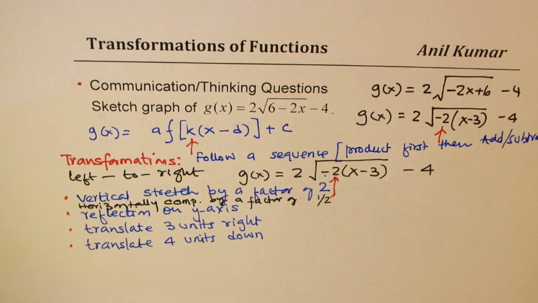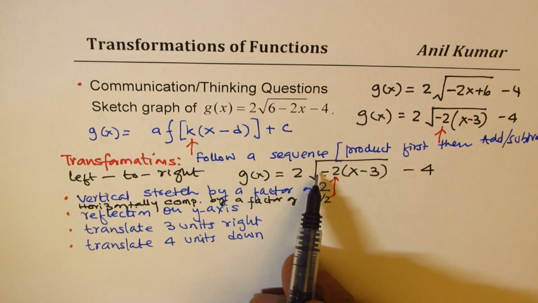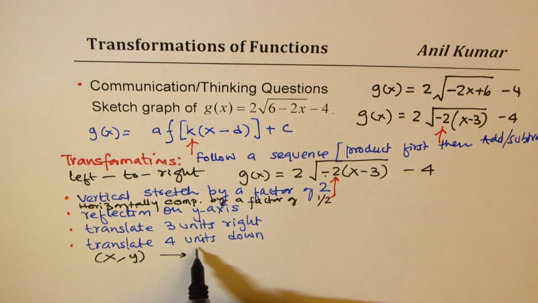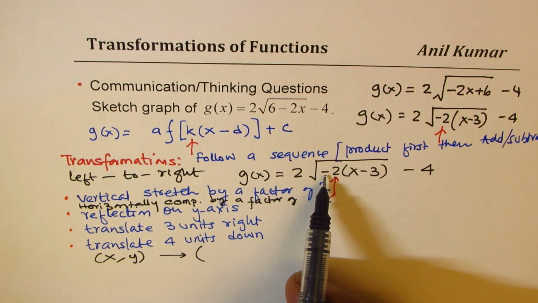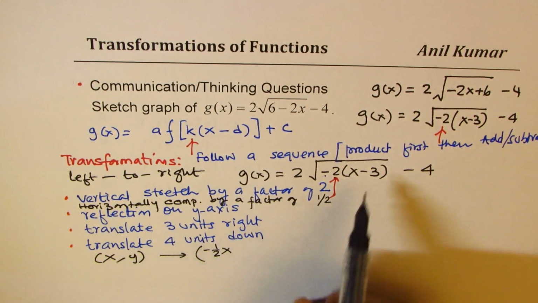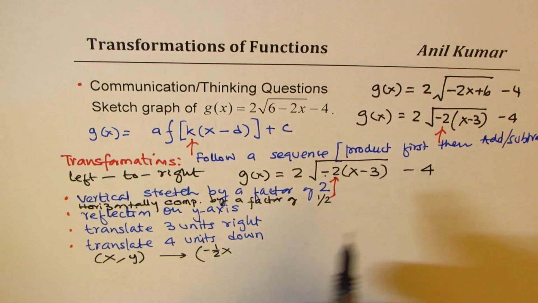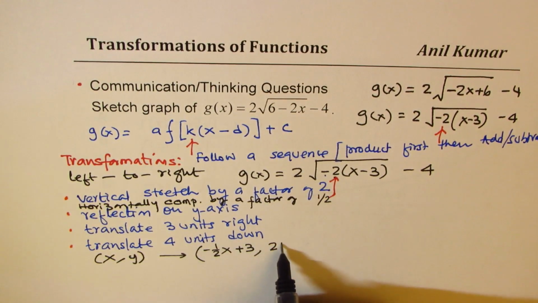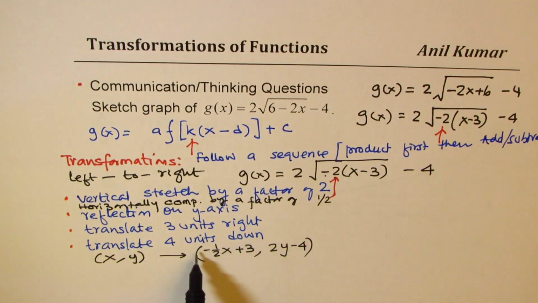Now let's talk about how the points will change from original to the image. Translation of the points is kind of like this. X, Y will change to, as far as X is concerned, it will get multiplied by negative half, that's the factor, negative half of X, and then you add 3, moving 3 units right. As far as the Y points are concerned, they get multiplied by 2 and then you take away 4. So that is the transformation of the points. Okay. So you could actually calculate the points and also sketch. You could do that.